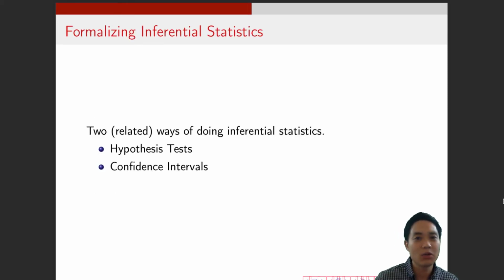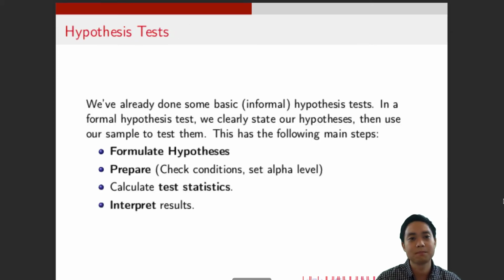Alright, so there's two ways of doing inferential statistics that we're going to be going over in this course, hypothesis tests and confidence intervals. Obviously, inferential statistics is a very big area and spans more than just these groups, but this is what we're going to be covering. So we'll be doing hypothesis tests and confidence intervals. In this video, I'm only going to be talking about hypothesis tests.